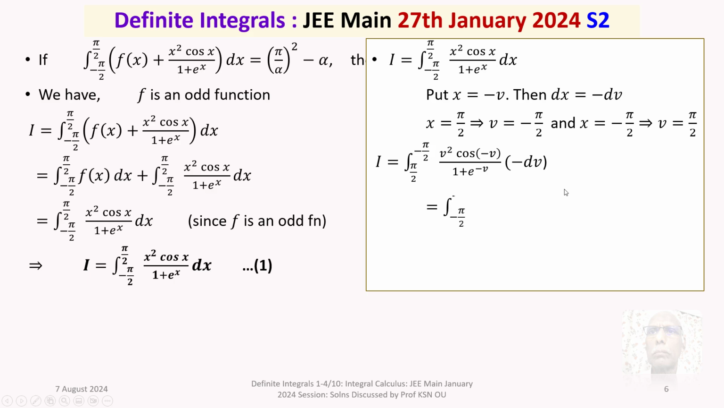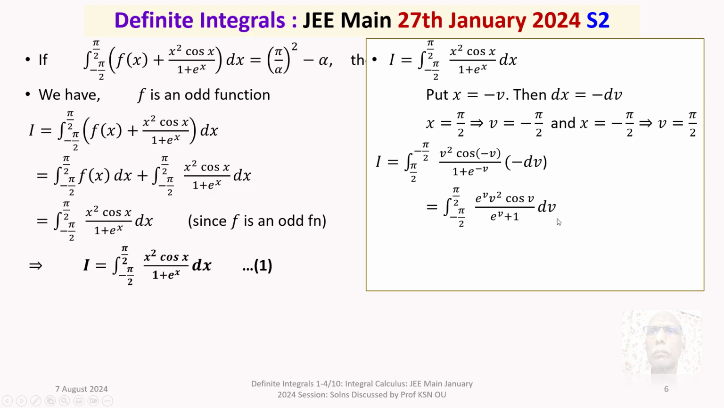So that is what we have written. And this e to the power of minus v, we have written as 1 by e to the power of v, taken the logarithm and adjusted the terms. Then you will get e to the power of v into v square cos v by e to the power of v plus 1 dv.